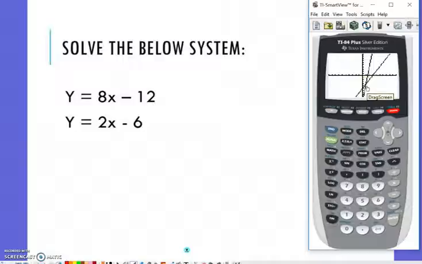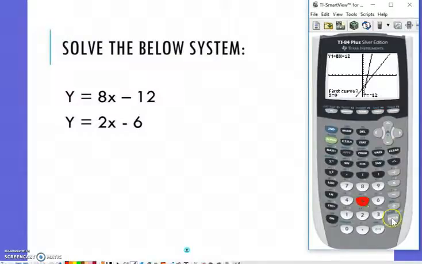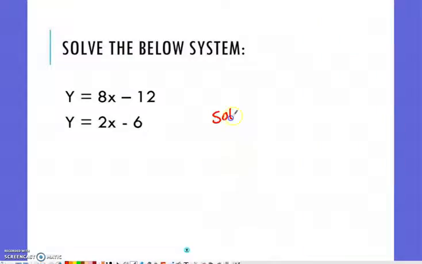So I'm going to press the buttons. Second. These are straight off the notes I gave you. Second. Trace is right here. Trace, and you're going to press 5. And the reason being is because 5 says intersect, which means cross. So 5, and then I hit enter. Enter, enter, enter 3 times until it says intersection. And it says 1, negative 4. So that means that my solution, or my answer, is 1 comma negative 4.